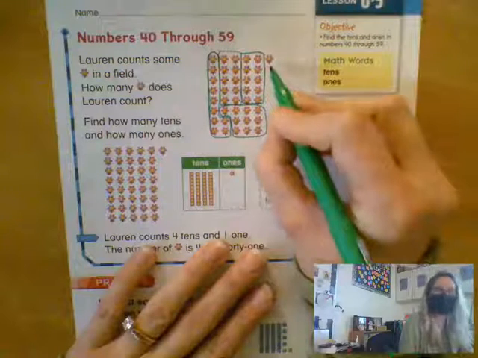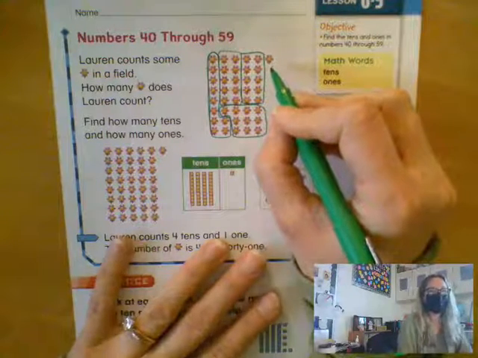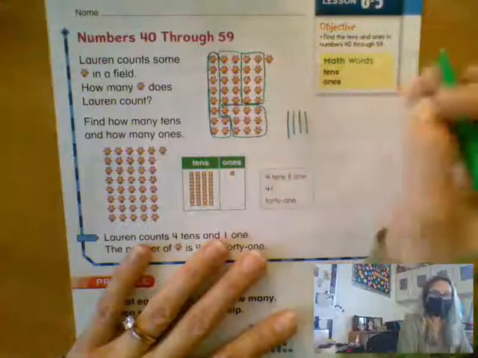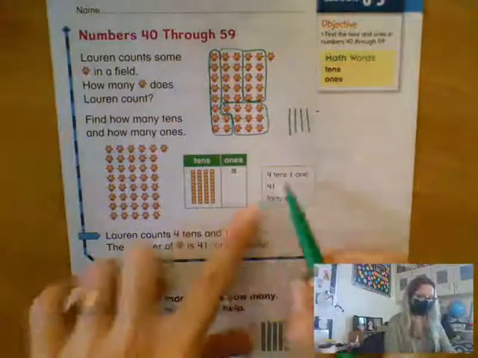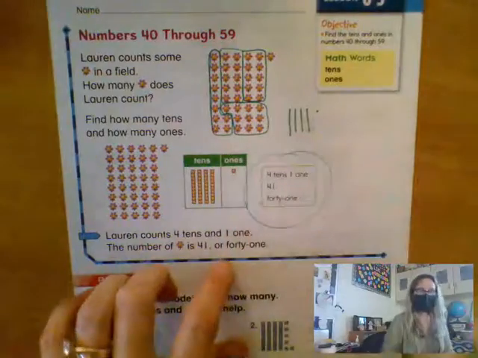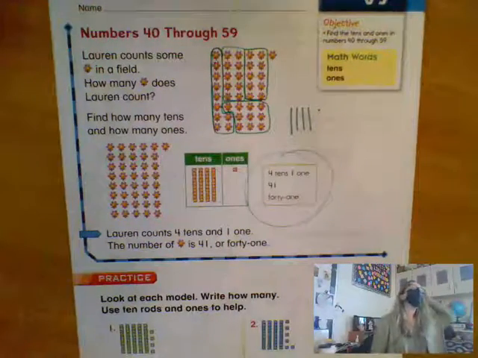And then Emma, how many do I have left over all by their lonesome? 1. So I have 1. So 4 tens and 1 one make 41. And there we have it. You guys are rock stars at this.